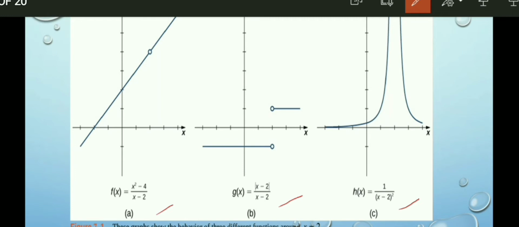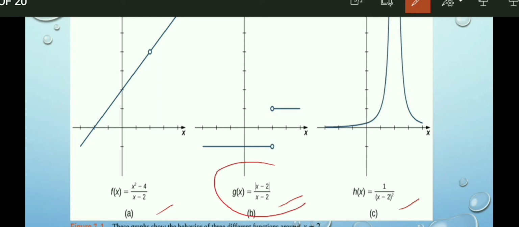raised to 2. Sometimes, indicating that the limit of a function fails to exist at a point does not provide us with enough information about the behavior of the function at that particular point. To see this, take a look at the function g of x equals the absolute value of x minus 2 over the quantity of x minus 2.